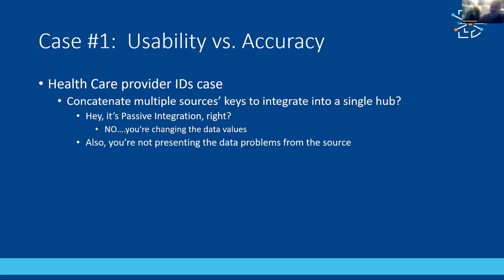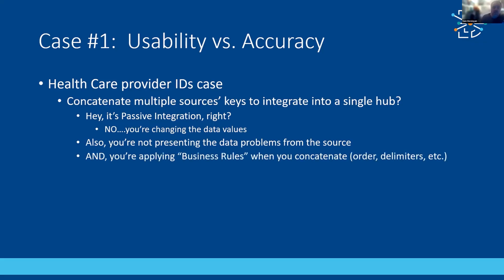And also, we talked about process visibility. Well, guess what? Now you're not showing the data as it comes from the source. Now, if you want to show your executive how bad the data source is, you really can't because you've modified it. Okay, and like I said before, you're applying business rules.